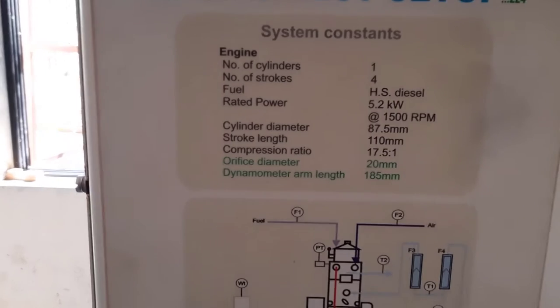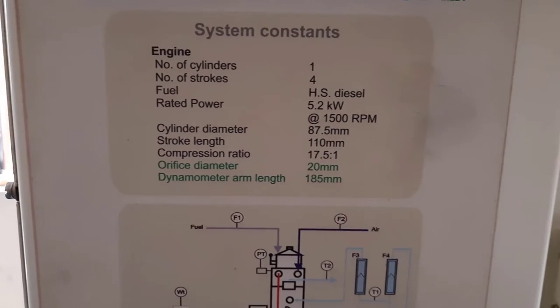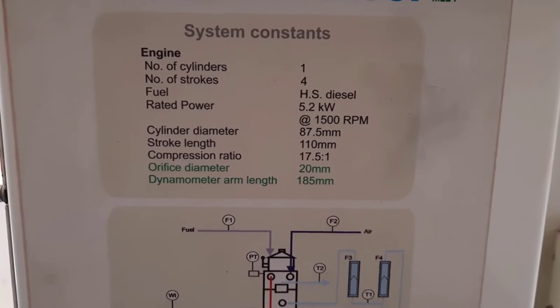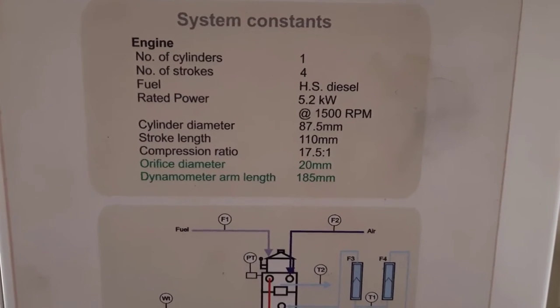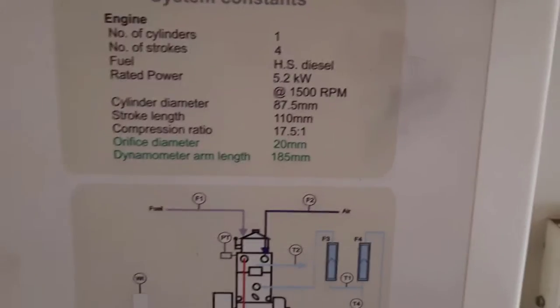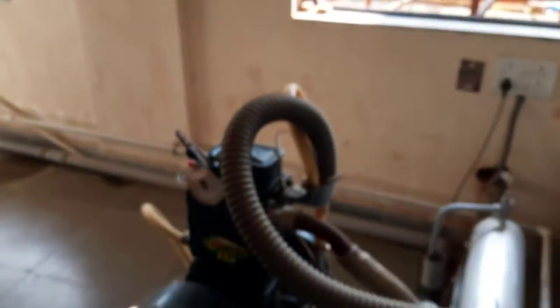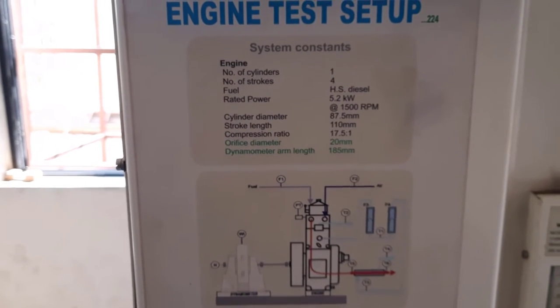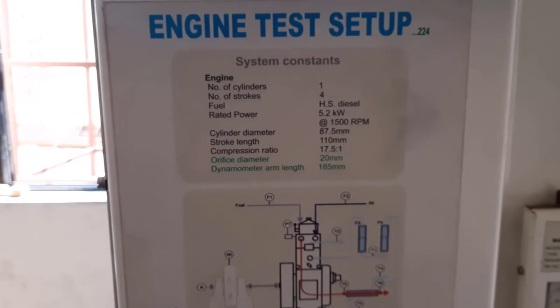What are the dimensions of the engine cylinder? They have given us the bore, which is the cylinder diameter, 87.5 mm, and they have given us the stroke. What is the stroke? 110 mm. So using these two things, you can find out the swept volume of the engine, right? Using the formula pi by 4 d square into L, you can find the swept volume of the engine.